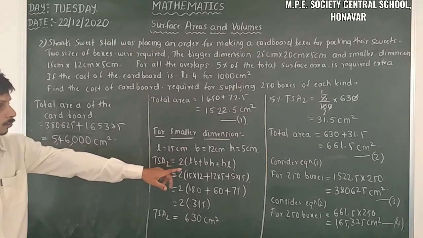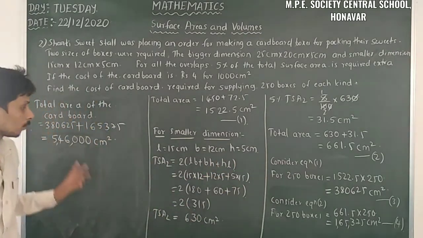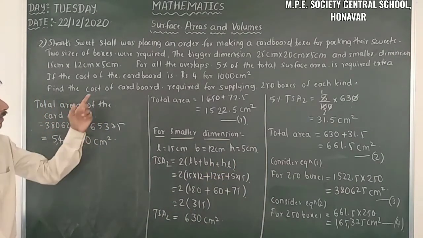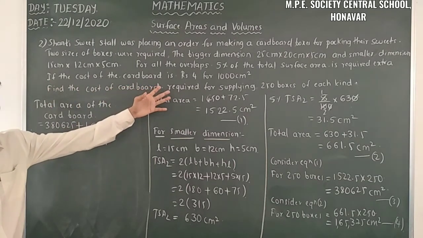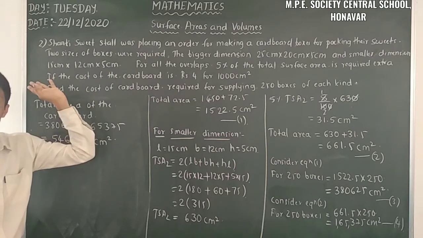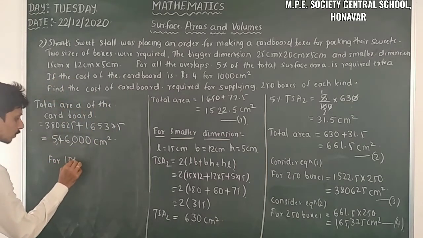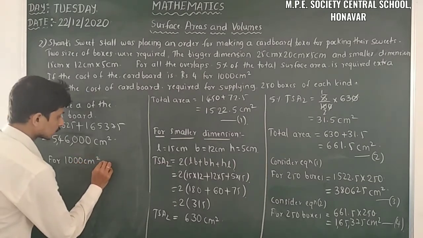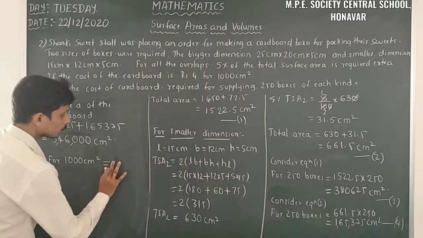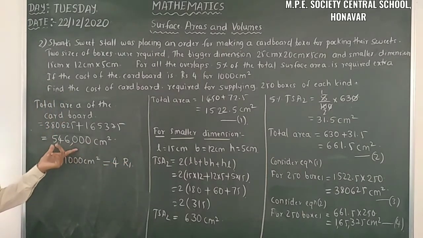In that we have to do 250 bigger boxes and 250 smaller boxes. Then here, just observe, we have to find the cost of the cardboard at rupees 4 for 1000 centimeters square. That is for 1000 centimeters square. So what is the cost? That is 4 rupees. Then how many centimeters square we have here? 5,46,000.